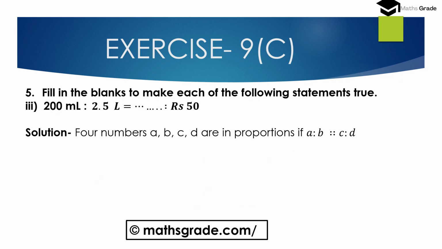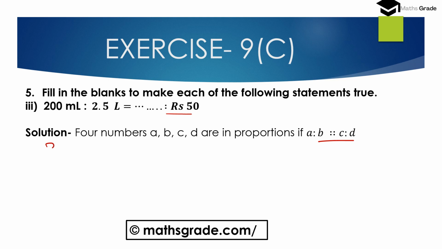Now question number third bit. 200 milliliter is to 2.5 liter is equal to dash is to 50 rupees. We have to find the missing term. Here 200 ml is to 2.5 liter and 50 rupees. This first term, second term and the fourth term are in proportion. We have to find the third term. So if four numbers A, B, C, D are in proportion, then we can write A is to B is proportional to C is to D.